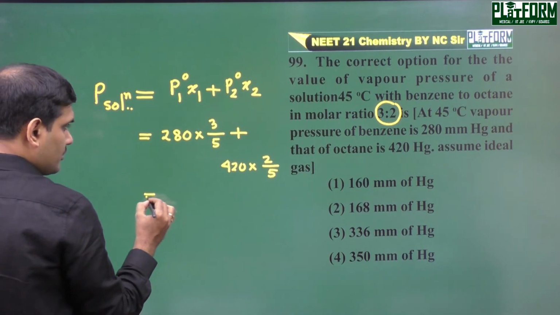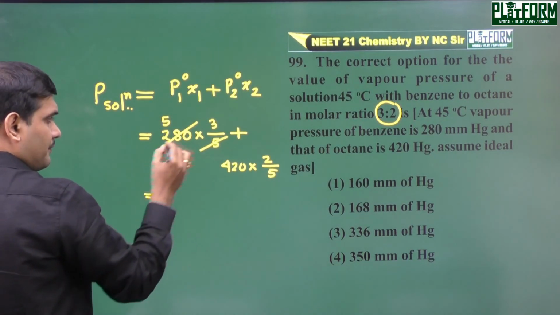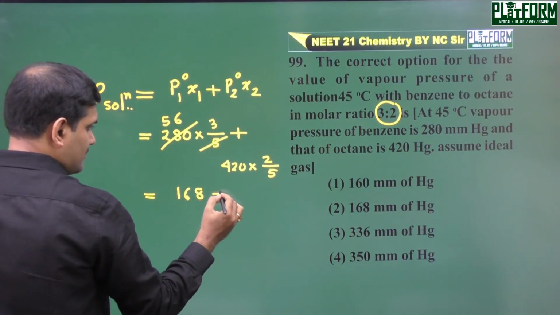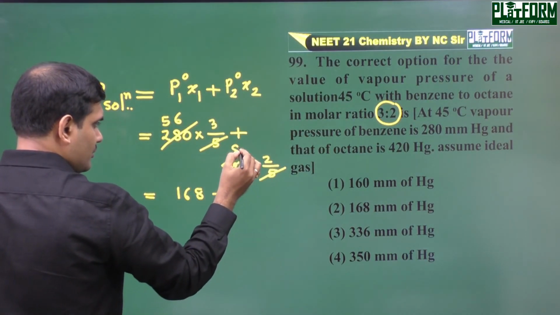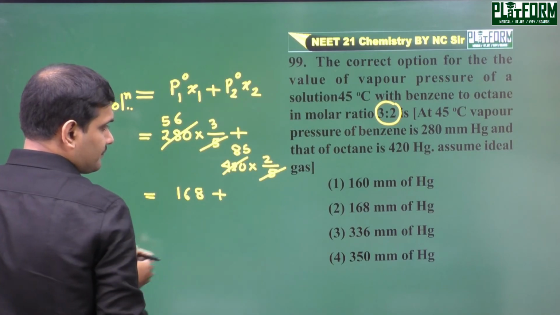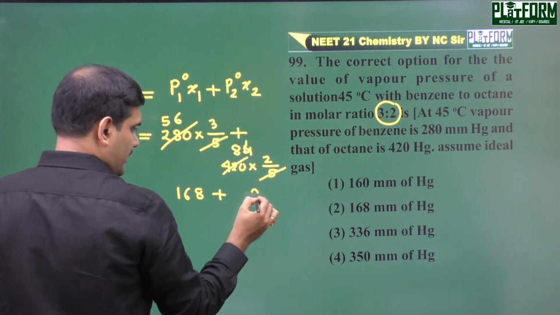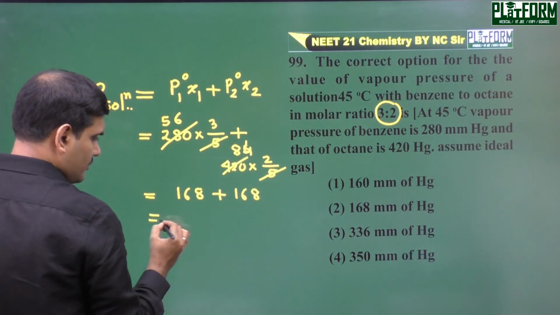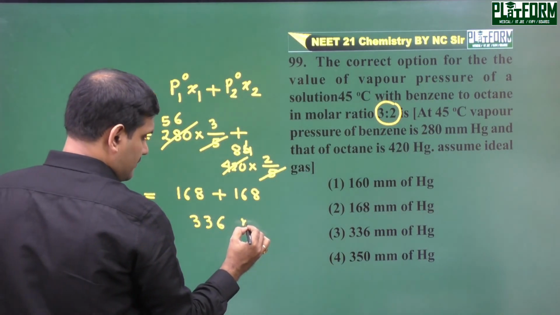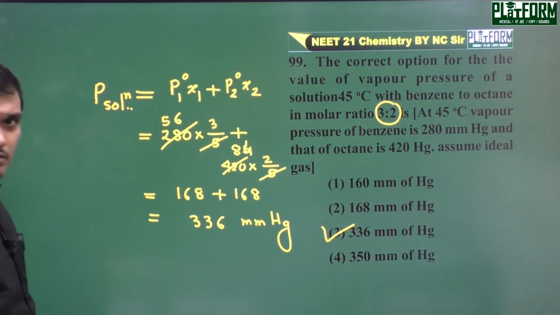Now go for the calculation. 5 5s are 25, 5 6s are 30, so it will be 168, plus 5 4s are 20, 5 2s are 10, so 168. The total vapor pressure of the solution will be 336 millimeter of Hg.